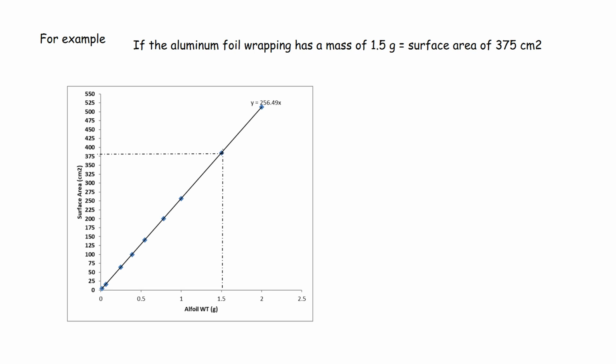So here is the chart we're using, and we simply read off. If the aluminium foil we wrapped our rock in had a weight of 1.5 grams, we can read this off and see that the surface area is 375 centimeters squared.